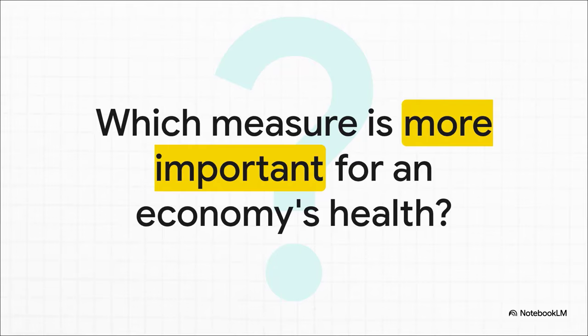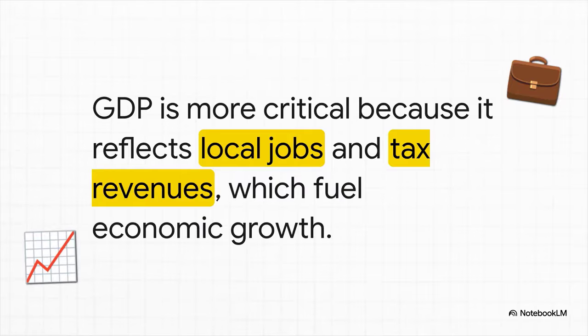Right, so this leads us to a really important question for anyone trying to figure out what's going on in an economy. Which number should you pay more attention to? The one about what's happening inside the country's borders, or the one about what its citizens are doing all over the globe? And the answer for most economists is pretty clear. It's GDP. And why is that? Well, because GDP is what's happening on the ground. It reflects the local jobs being created, the local wages being paid, and the local taxes being collected. It's a direct measure of the health of the economy right there.